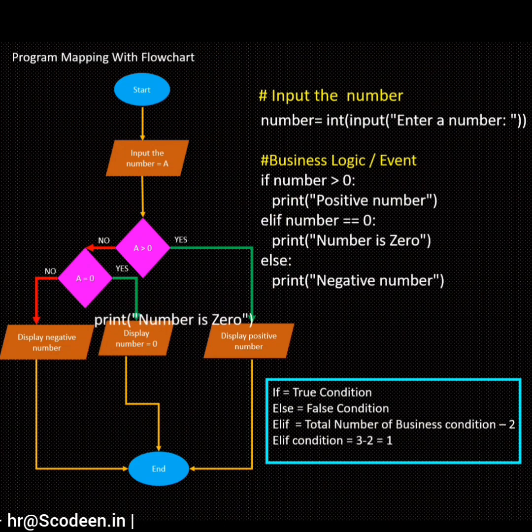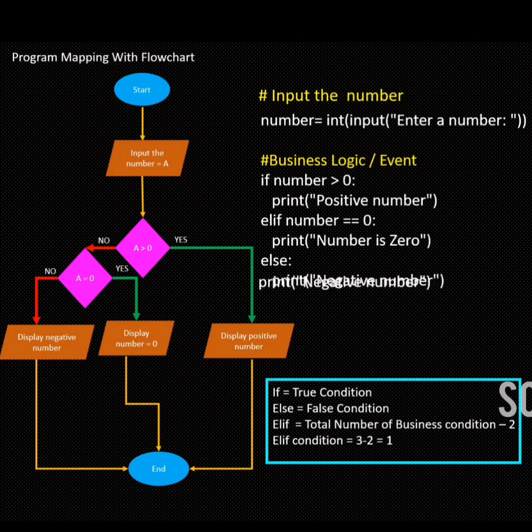So finally the condition is the else. So what does this else represent? That is the false condition. Else is known as a false condition. So we can print the number is negative.